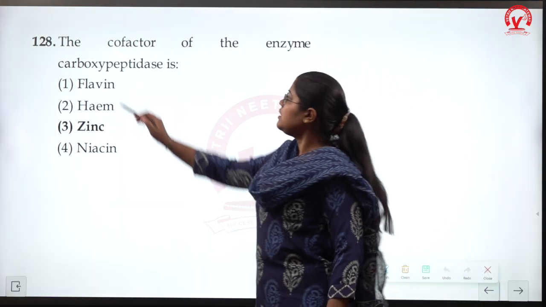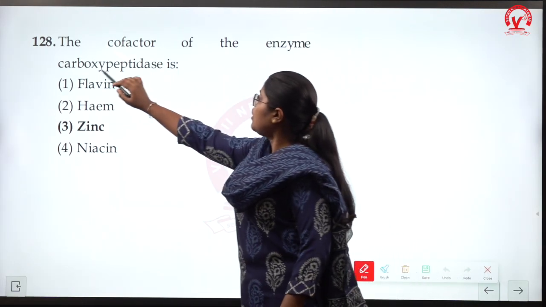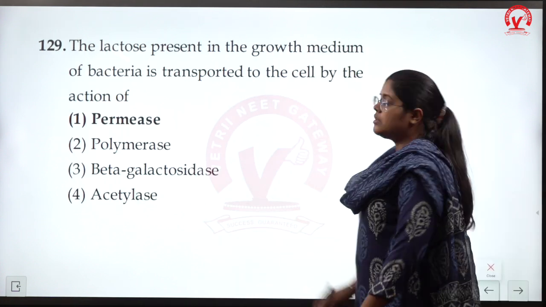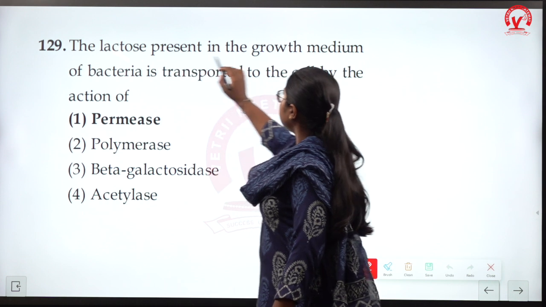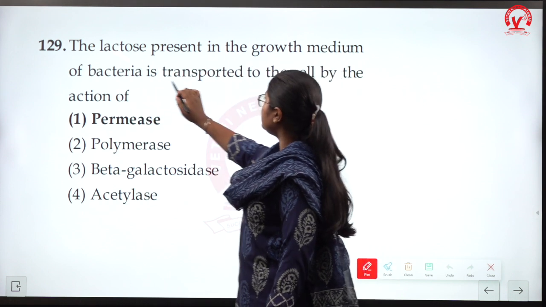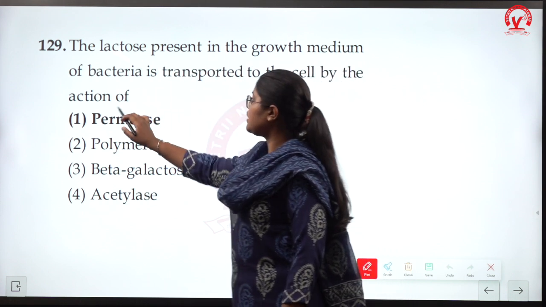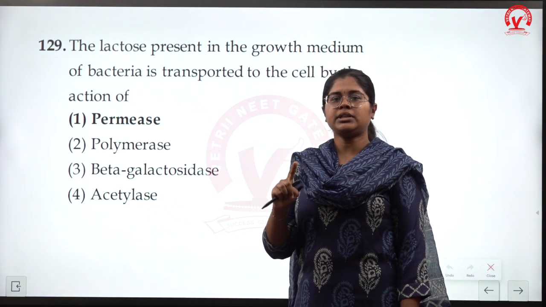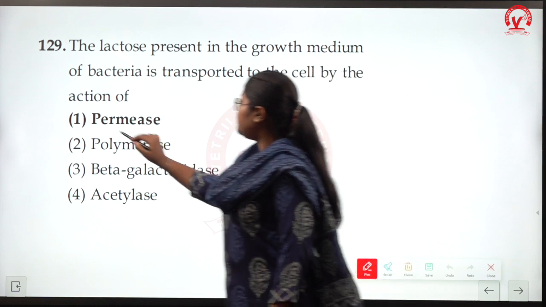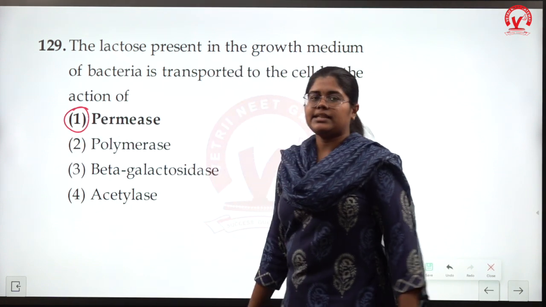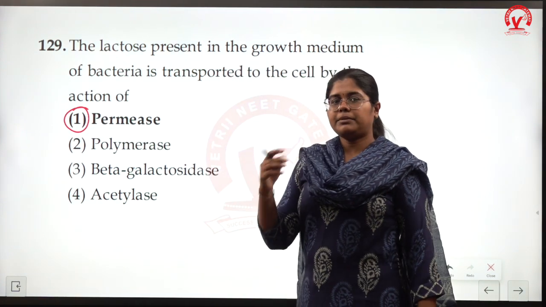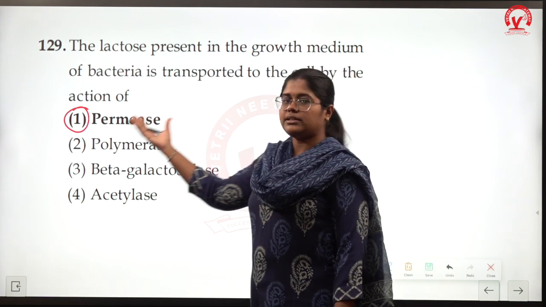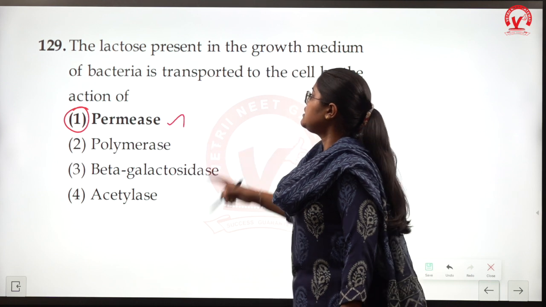So next question, the cofactor of the enzyme carboxypeptidase is zinc. It is a direct question. So next question, lactose present in the growth medium of bacteria is transported into the cell by the action of. So in the lac operon, there are a total of 3 structural genes and a regulatory gene. Among them, the enzyme permease increases the permeability of the cell and allows the lactose to enter the bacteria. So option 1 is correct.